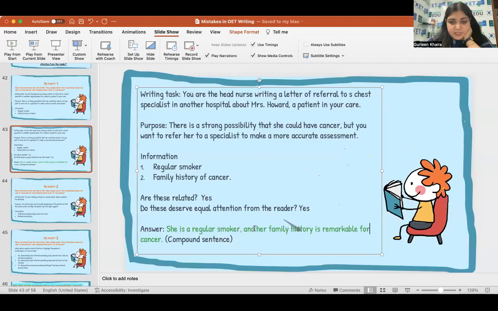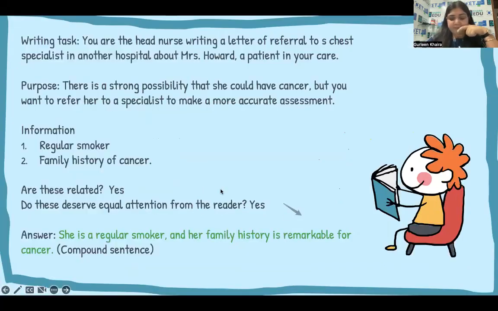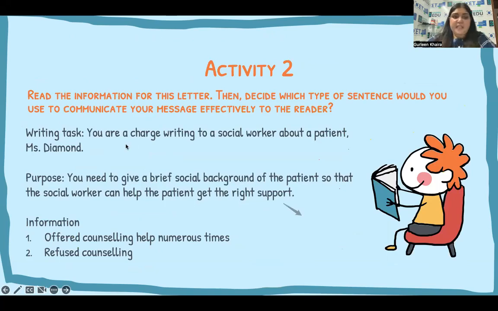And this is the coordinating conjunction that we used for our compound sentence. And. Okay, the second activity.